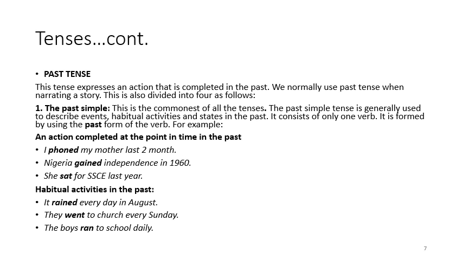The next is simple past tense. Past expresses an action that is completed in the past. We normally use past tense when narrating a story. It's also divided into the following. The past simple. It shows an action that took place in the past. For example, I cooked. She went to the market. He phoned my friends. I called you yesterday. All these are simple past tense.